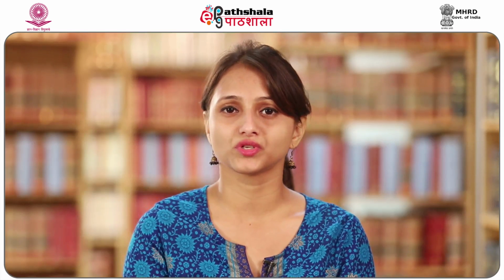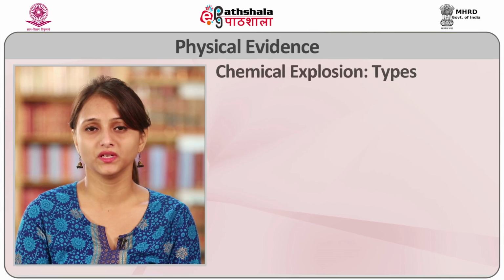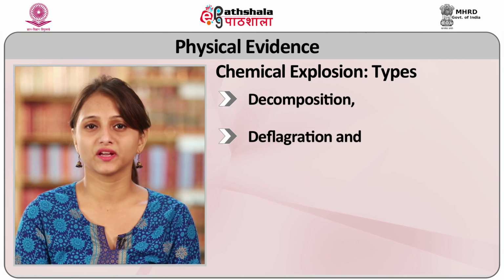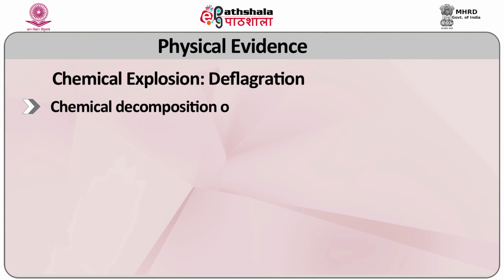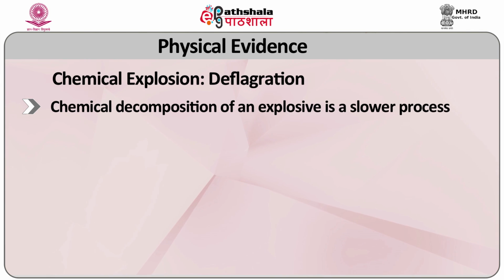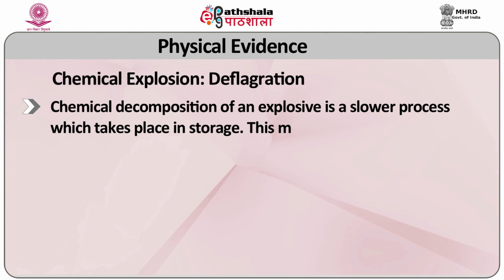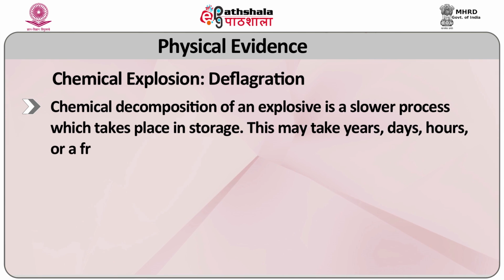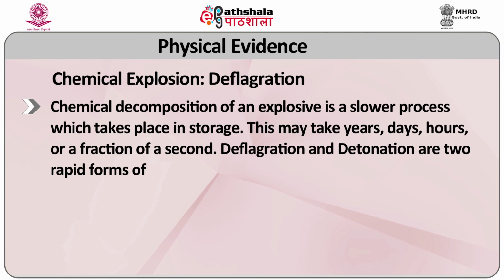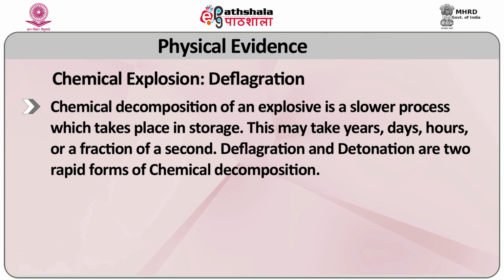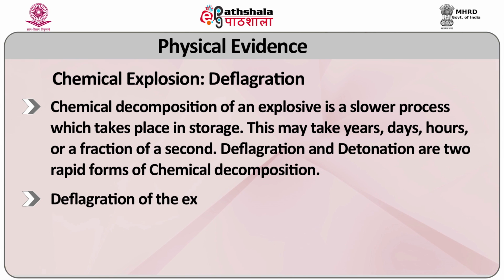The chemical explosion is of three types, namely decomposition, deflagration and detonation. The chemical decomposition of an explosive is a slower process which takes place in storage. This may take years, days, hours or a fraction of a second. Deflagration and detonation are two rapid forms of chemical decomposition.